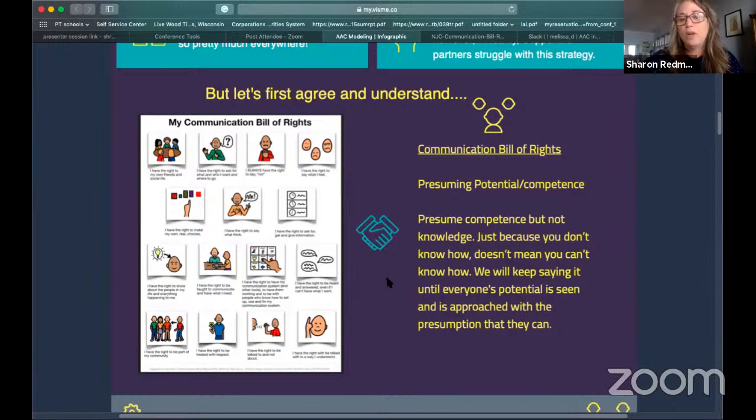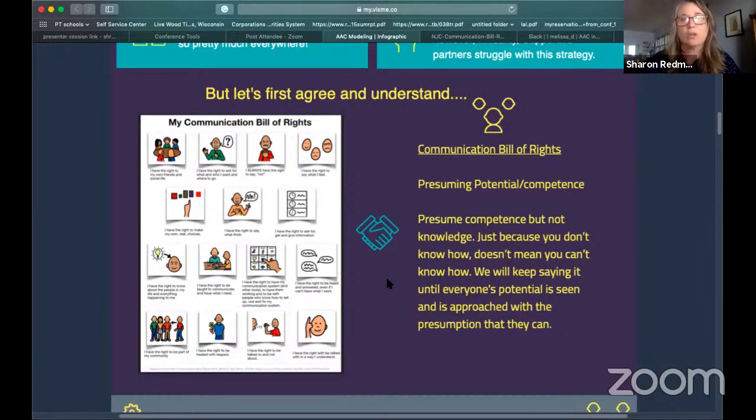The other piece that we're going to do is talk about this presume competence. And this is really important, that we have this presumption going in and working with our AAC users, and understanding that we need to presume this competence, but that doesn't necessarily mean that we presume that they have the knowledge. And so just because they don't know how doesn't mean that they can't know how. And we need to see this potential, but not shrug it off because they don't know how. There's a difference between the two.